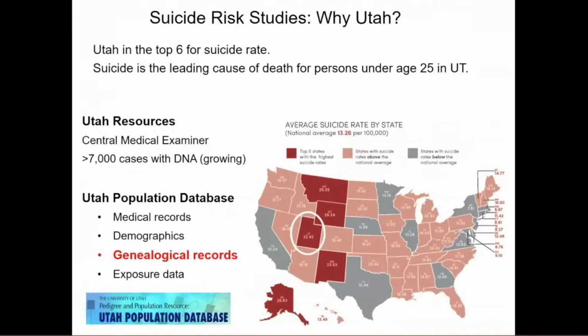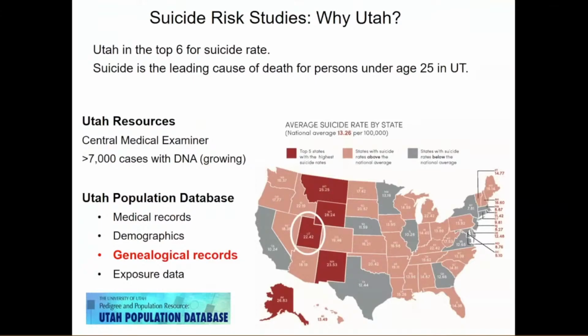Right now, Utah is in the dubious position of being at the top of the states for suicide risk. It's right now in the 6th position for suicide risk. And suicide is a leading cause of death for people under age 25 in Utah. We also have some really amazing resources. We have a long-term collaboration with our medical examiner's office. And through this collaboration, we have 7,000 cases of suicide death where we've collected DNA. This grows by about 700 cases a year.